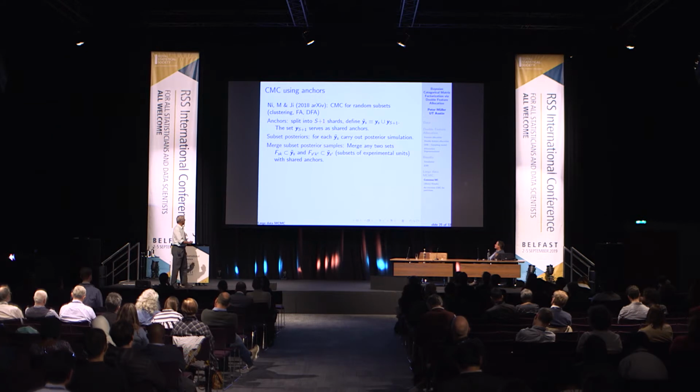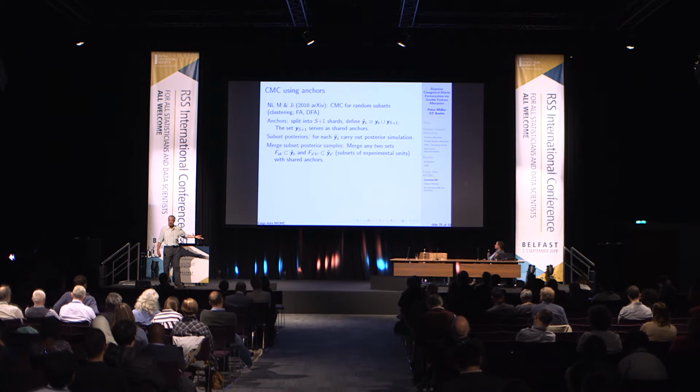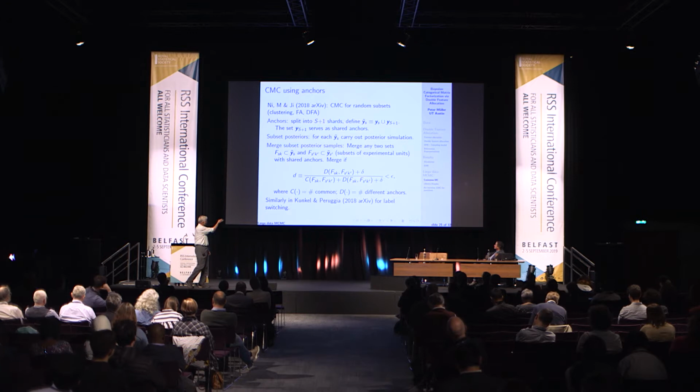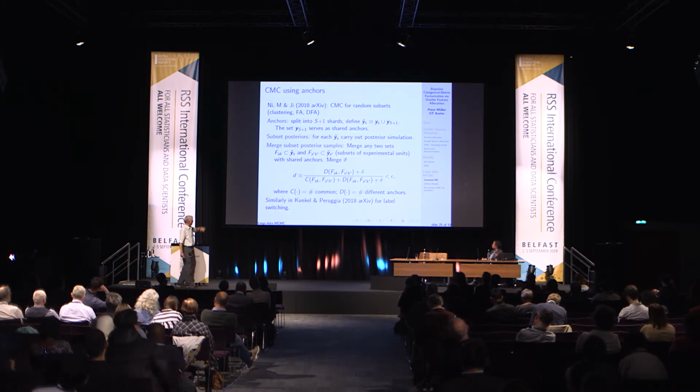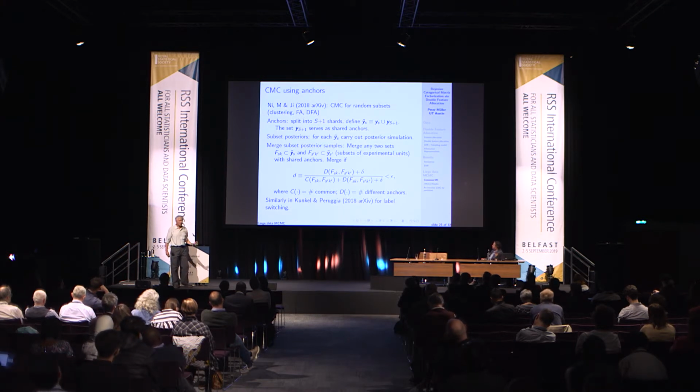But generically, if we have subsets F and F prime in two different shards, then we shall merge them. In plain English, simply if they share many anchors. If they share many of these common guys. And we have an explicit rule: if the fraction of distinct anchors relative to the total number of anchors is very small, then they are probably the same. Yeah? Then we should probably merge them.